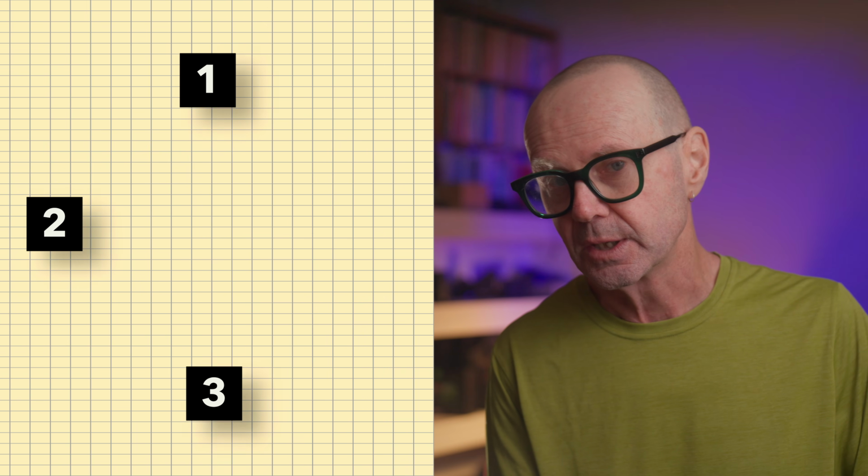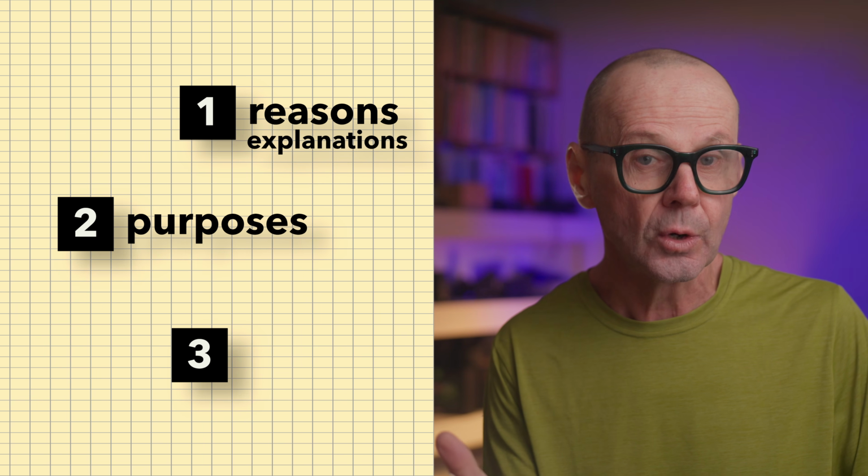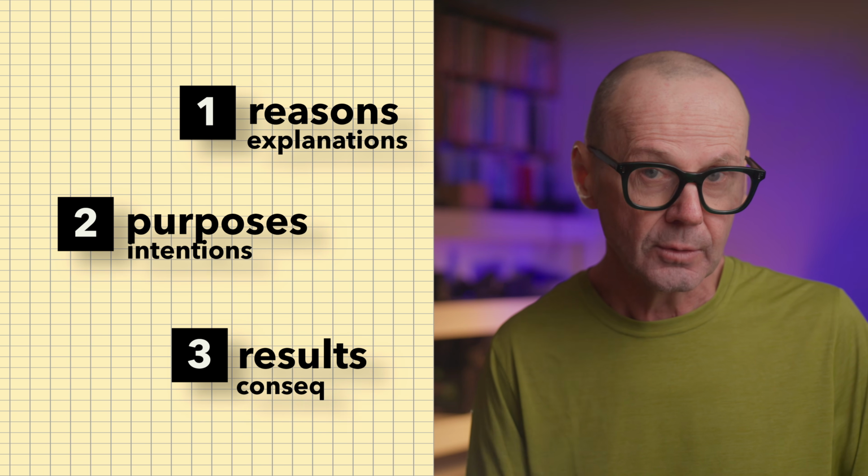Now, if you're thinking to yourself, what's he on about? It's really easy to express reasons. We just use the conjunction weil. Well, true, that works, but there's a bit more to it than that. And here's what I mean. Have you ever really thought about the distinction between these three things? Reasons or explanations, purposes or intentions, and consequences or results.